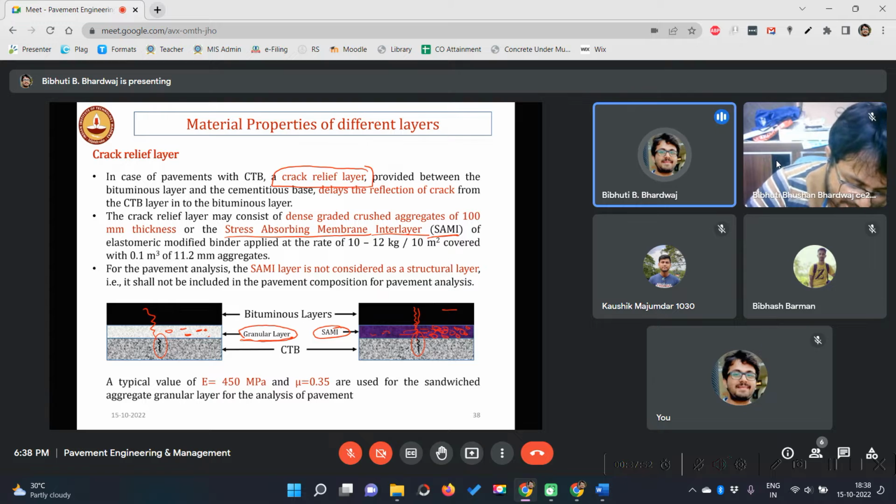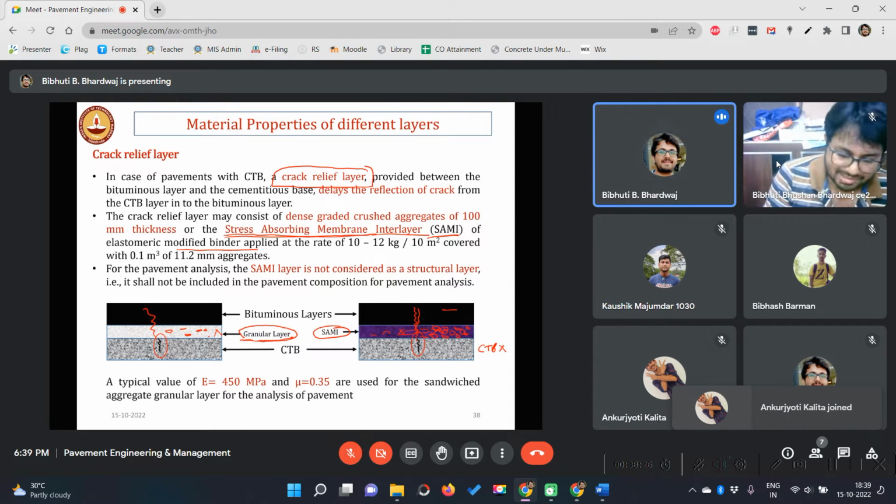This is just a mixture of modified binder and a little bit of aggregates. So this will absorb the stress coming due to the crack. That's why we call it stress absorbing membrane. We will not discuss this because we are not using CTB as our base layer. We are using granular base, right? So we don't have to provide these layers. But I thought that you should know these different possibilities, that's why I kept it in the slides.